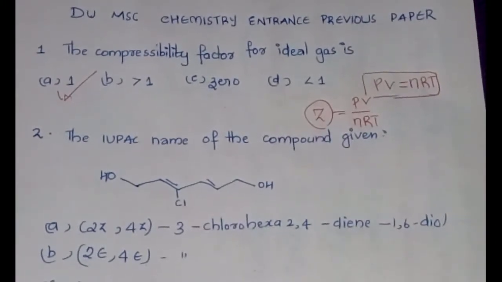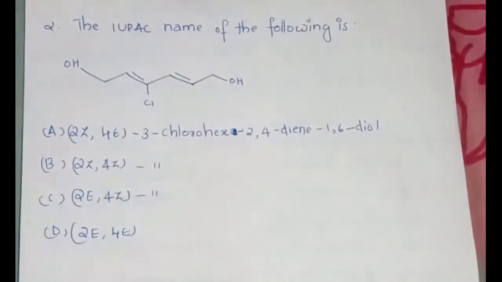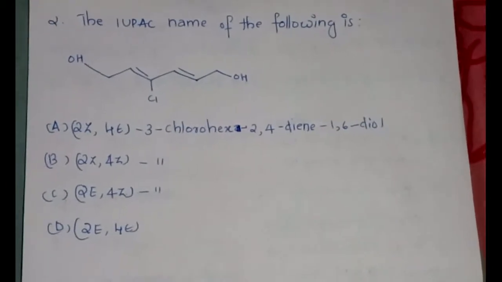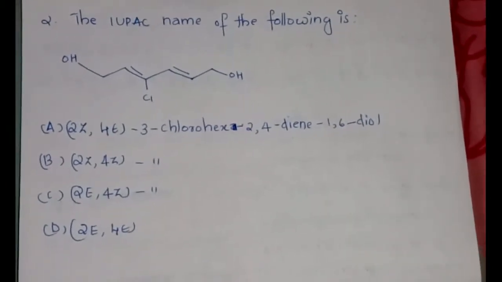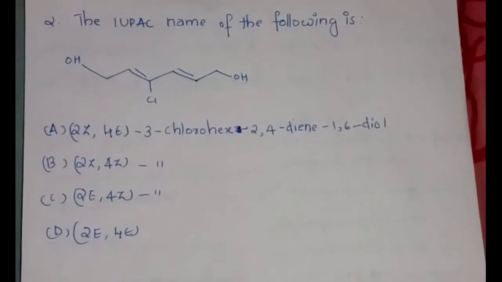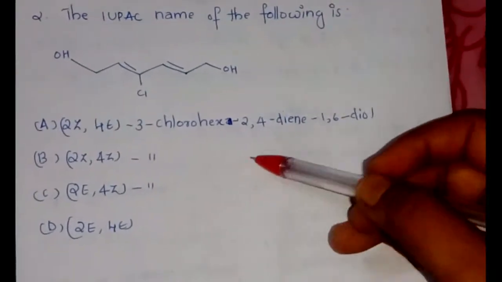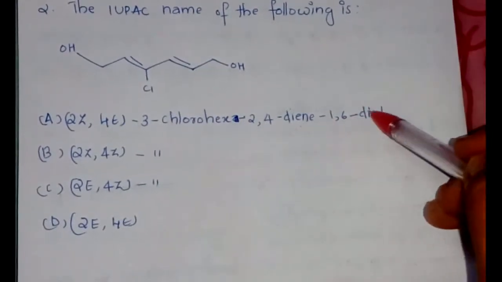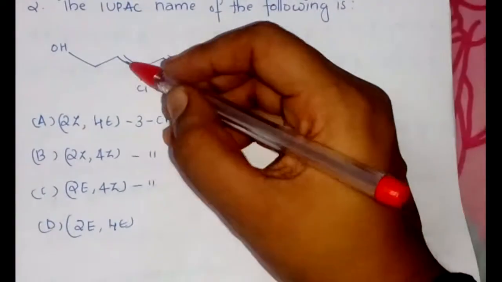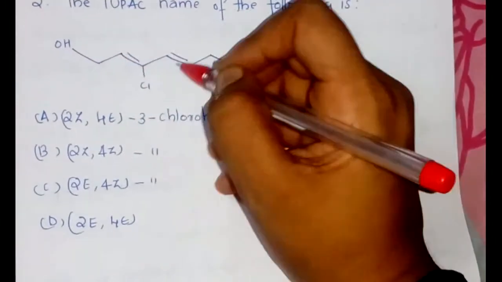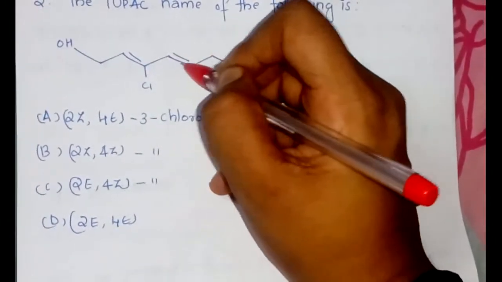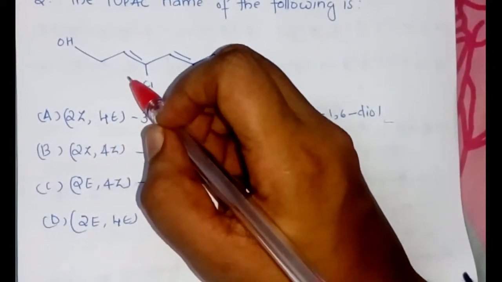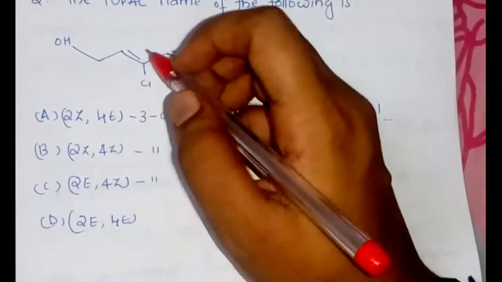Now we will go to the second question. The second question here is the IUPAC name of the following compound. We have to do the EZ nomenclature here, because we do not need to find the name, since the name is common for everything. It is 3-chloro-hexa-2,4-diene-1,6-diol itself. The only thing we have to do is, at the second carbon and the fourth carbon, the double bond is there. Which notation, Z or E, should we use? That is what we need to find here.